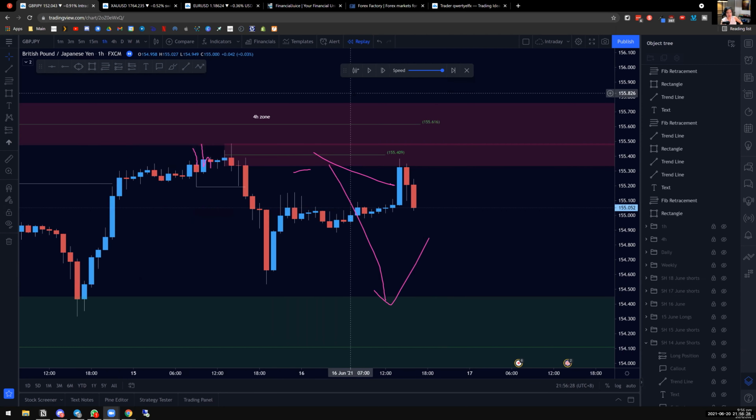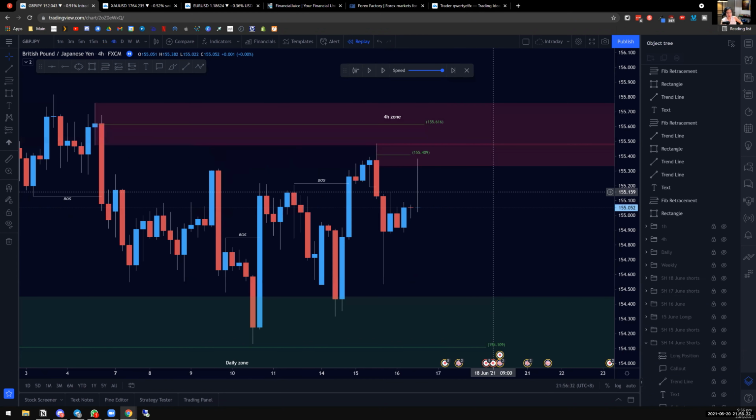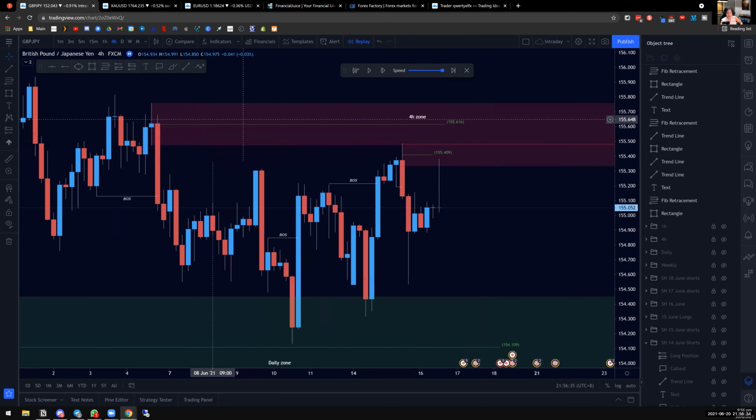And plus, if we look at the 4 hour, right, this thing is quite crucial because if price managed to break this 4 hour high the previous day, why is it not continuing to make another high here?